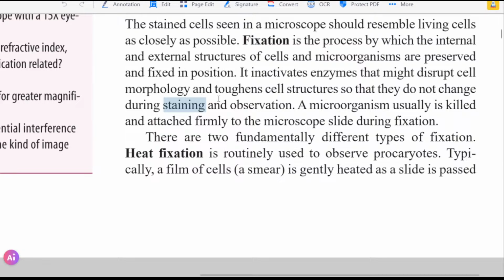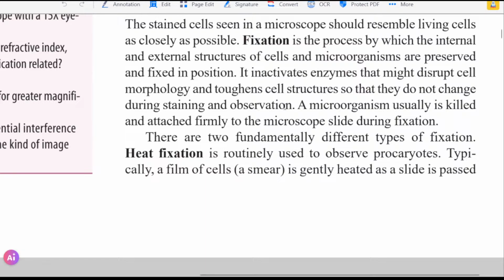So, the other thing that fixation does is inactivate the enzymes, of course. Unless the cell is dead, the enzyme won't stop working, right? But here we are studying living cells, and living cells do have enzymes that work 24/7. So it inactivates all of these enzymes that might disrupt the cellular morphology, right?